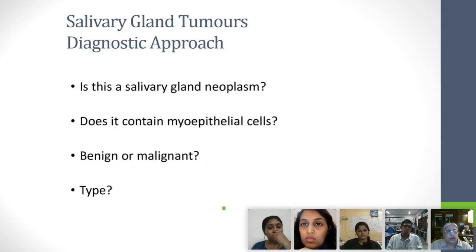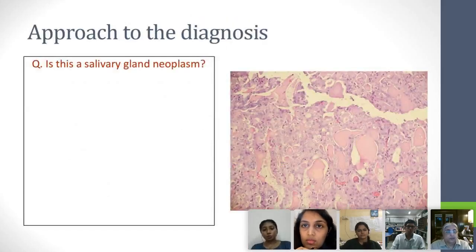Now let's come to our case. What should you ask? Is this a salivary gland neoplasm? Because sometimes things look like salivary gland neoplasms, but they're not. So ask the question first. Is this likely to be a salivary gland neoplasm? Does it contain myoepithelial cells? Then ask, is it benign or malignant? And what is the type? So let's do that with this particular case.